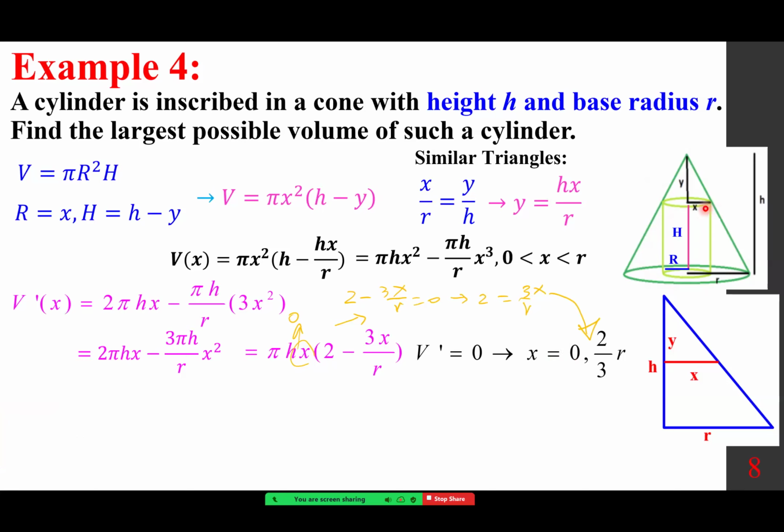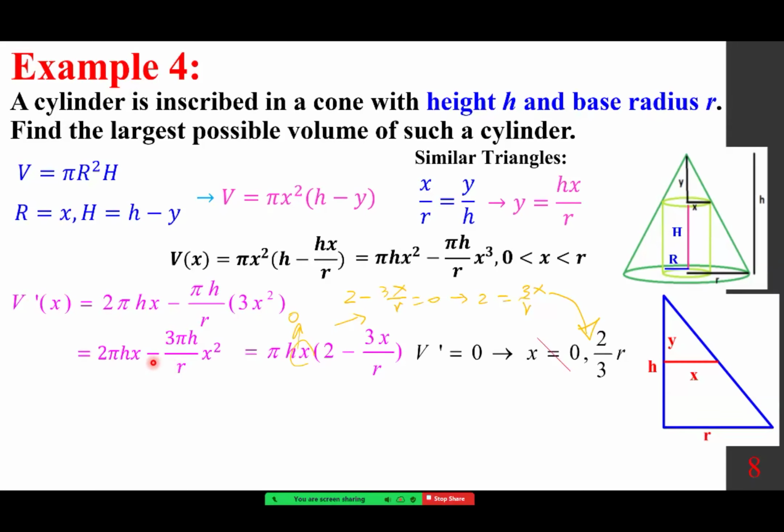Can x, the radius of a cylinder, be 0? No, that is out. So there's only one possibility. We have an open interval of 0 to r. Remember, r is a positive number. We have one critical point, so it's going to be not only local, also absolute. Now, is this going to maximize or minimize the volume? We don't know yet. We have to do the first or second derivative test. We are going to do the second derivative test using this one, V prime.